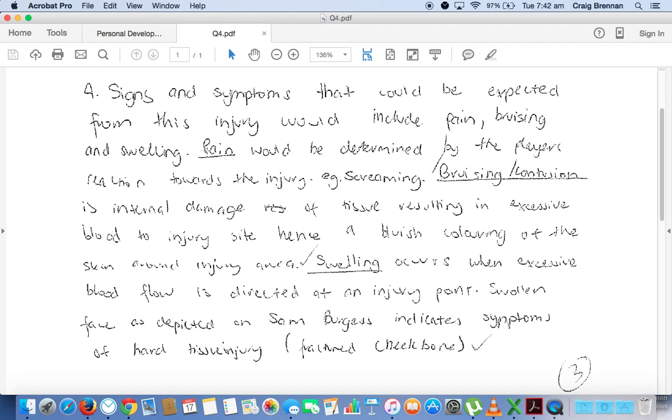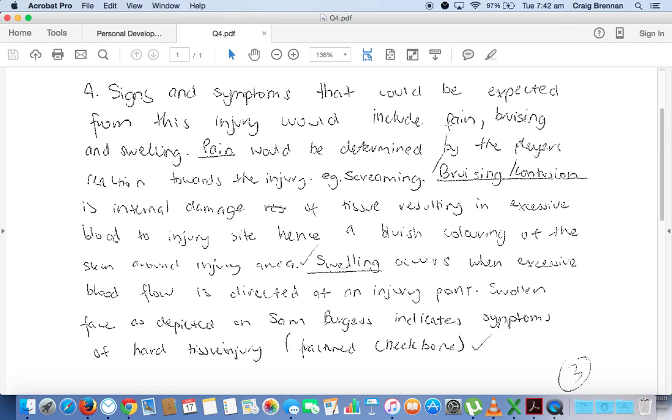However, he then goes on to say pain would be determined by the player reaction towards the injury, example, screaming. So he's gone through and actually indicated the features of it. Bruising, contusions is internal damage of the tissue resulting in excessive blood to the injured site, hence a bluish colour of the skin around the injured area. Swelling occurs when excessive blood flow is directed at an injury point. Swollen face is depicted, as Sam Burgess indicates, symptoms of hard tissue injury, a fractured cheekbone. So that there is a very, very good response for 3 marks.